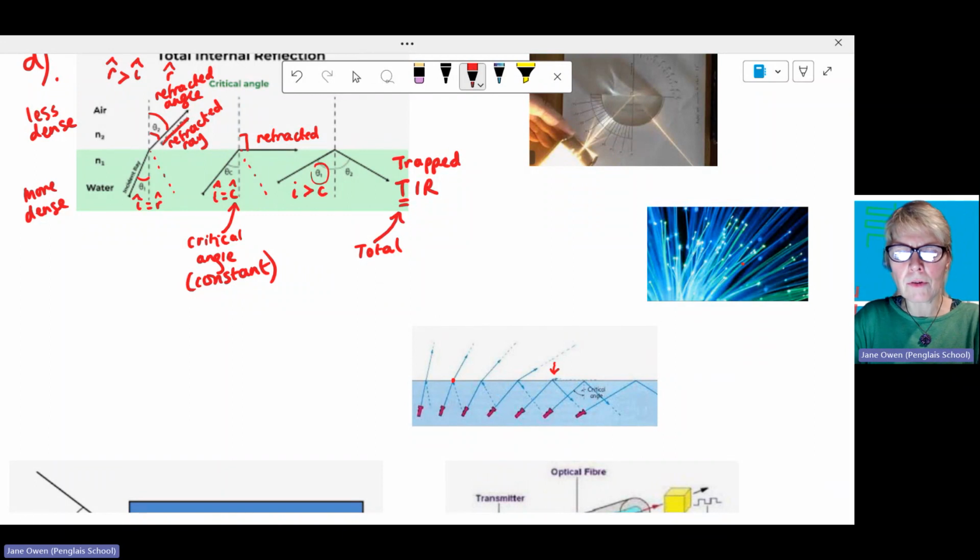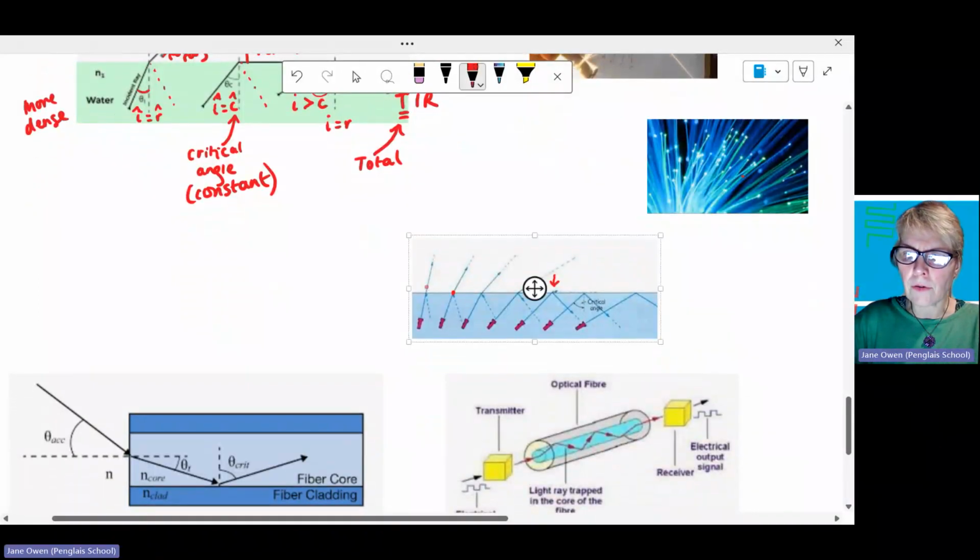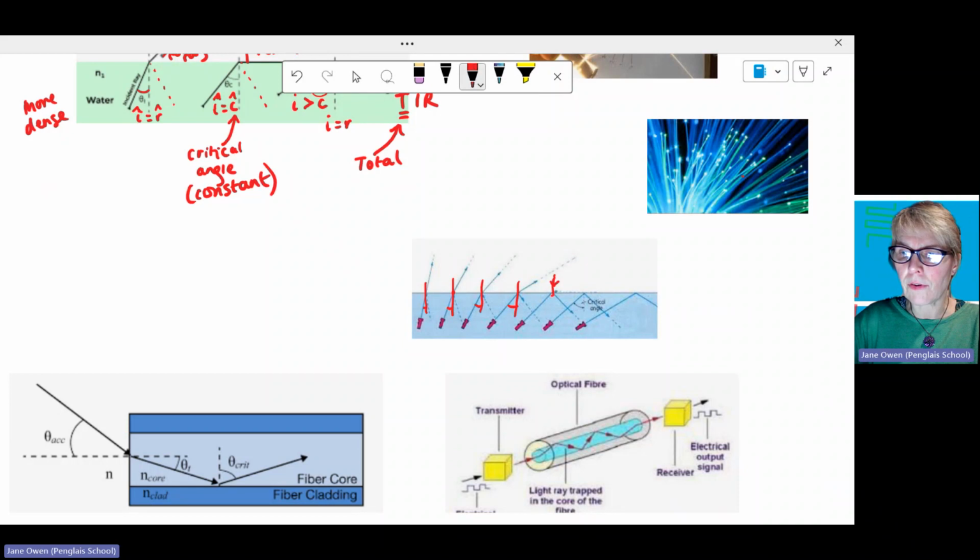But at the partial reflection and in total internal reflection, the I and the R are equal, and it obeys the laws of reflection. Okay, so that's total internal reflection. First of all, at low incident angles, you just get refraction. And at one point, this is still refraction, that incident angle will equal the critical angle at that point.